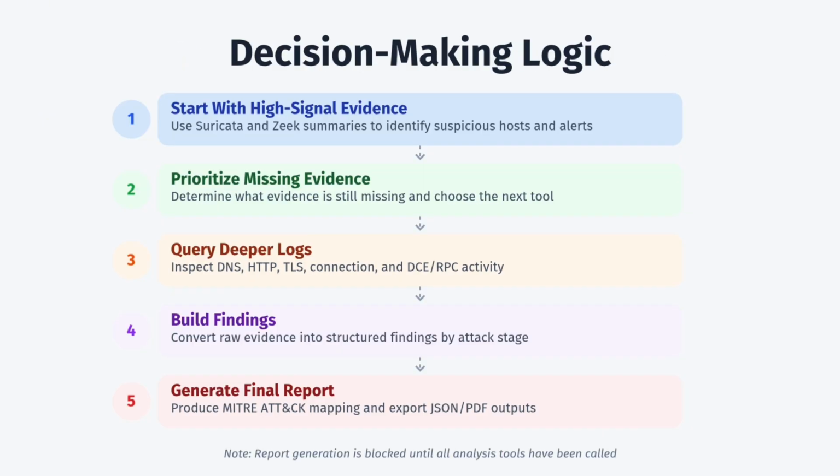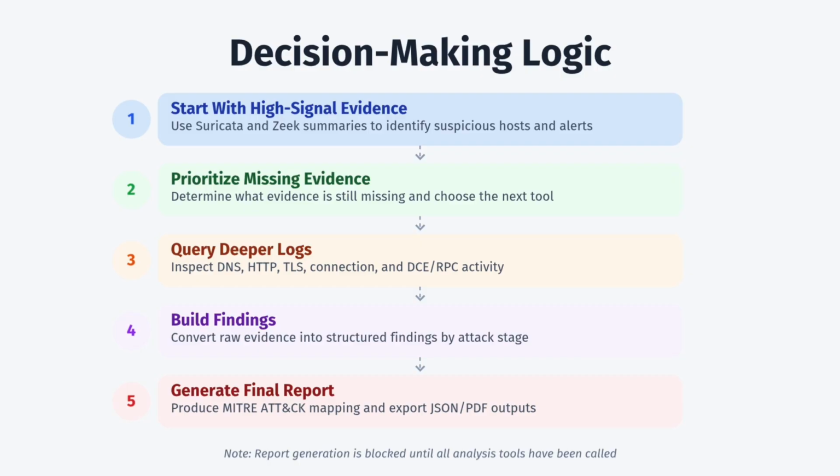Our agent follows a structured decision-making process. Starting with high signal evidence like Suricata alerts, it identifies compromised hosts and C2 activity. It then checks for what evidence it is missing, and then calls additional tools to help fill in the gaps in information. After that, it queries more detailed logs from Zeek, checking for DNS queries and HTTP and TLS connections to get a better picture of the network activity.